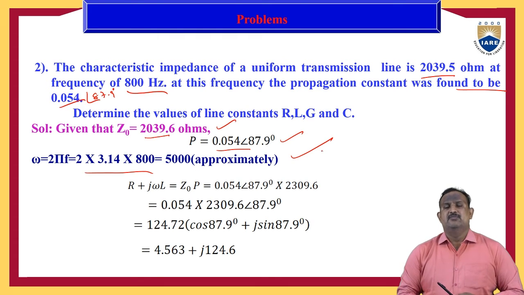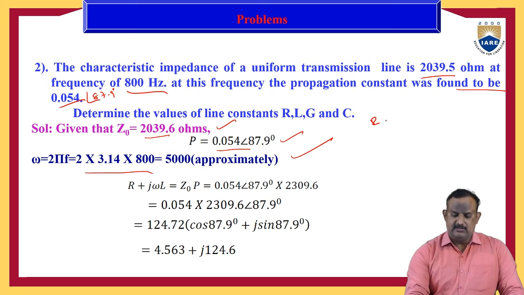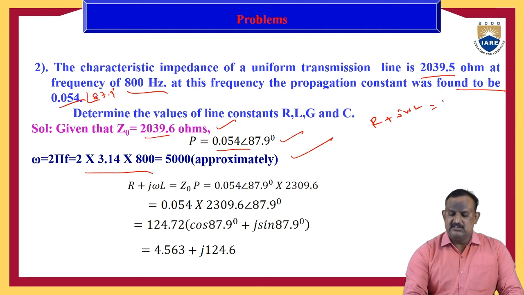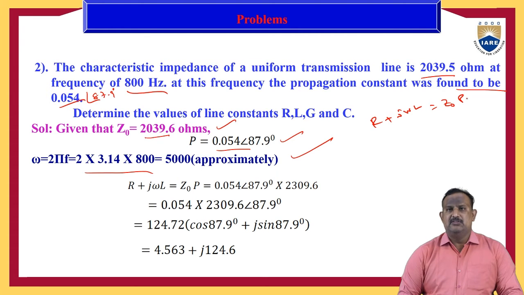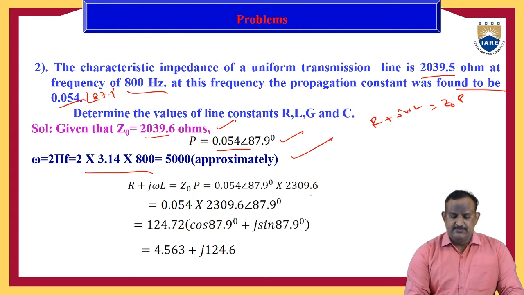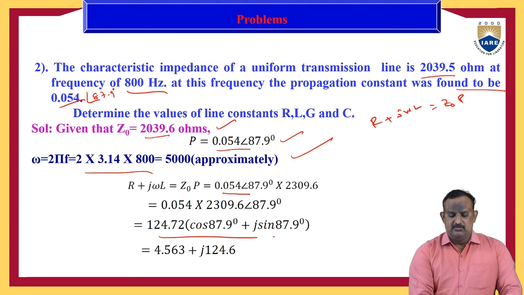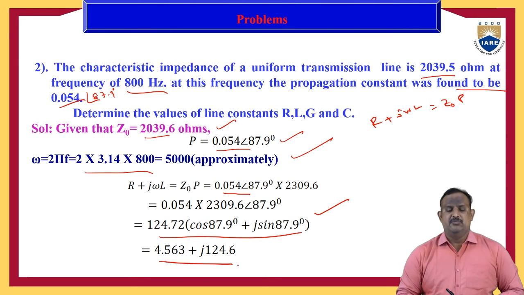Then, same as the previous one, we know R plus j omega L is equal to Z naught into P. Just multiply the two expressions, where Z naught is 2039.5 and P is 0.054 with an angle of 87.9 degrees. Convert into real and imaginary parts: it is 4.563 plus j into 124.6.